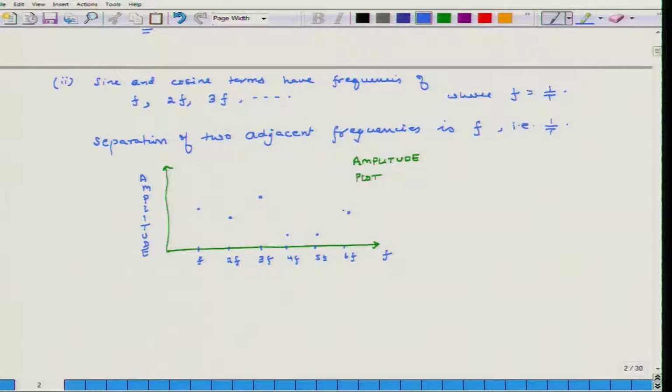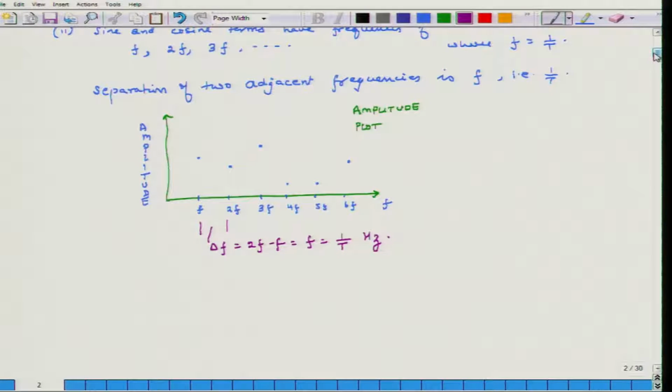So, it will be something like this, right, and the separation between these two adjacent frequencies. So, this is delta f, which is equal to 2f minus f, which is equal to f, which is equal to 1 over T hertz. Now, think about it. This separation is 1 over T hertz. There are no frequency components between f and 2f.